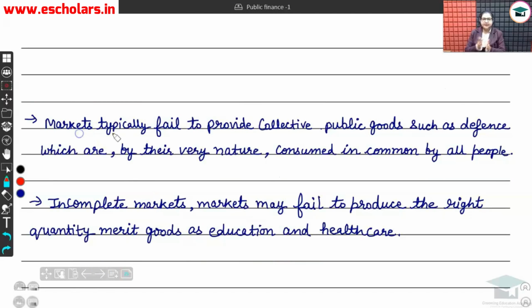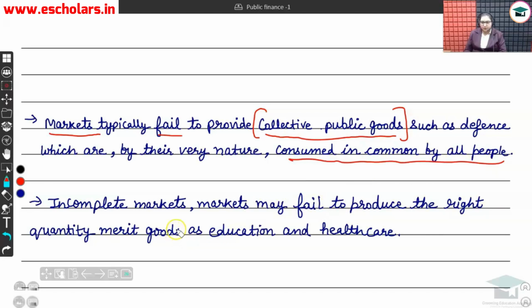Next, let's look at the other reasons of market failure. See students, markets fail whenever the markets are not able to provide collective public goods to the people. Now what are collective public goods? Collective public goods are those goods which are consumed in common by all people living in the economy. Okay, and the use of the good by one person doesn't affect the use of the good by another person. Or you can say the use of the good by one person doesn't reduce the availability of the good to the other person. For example, defense, parks, etc.